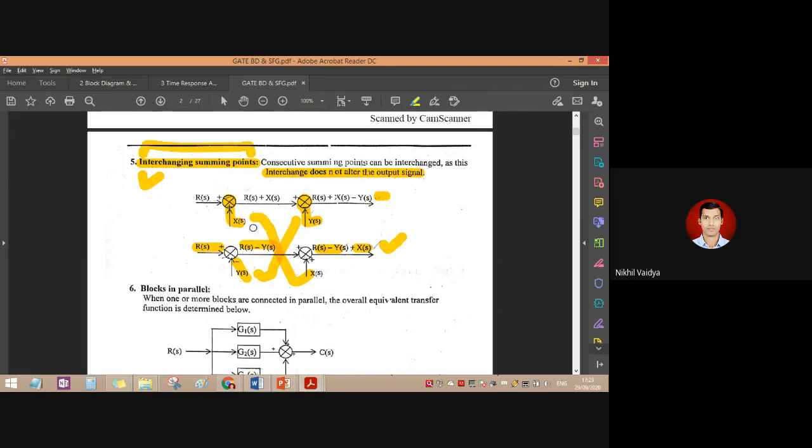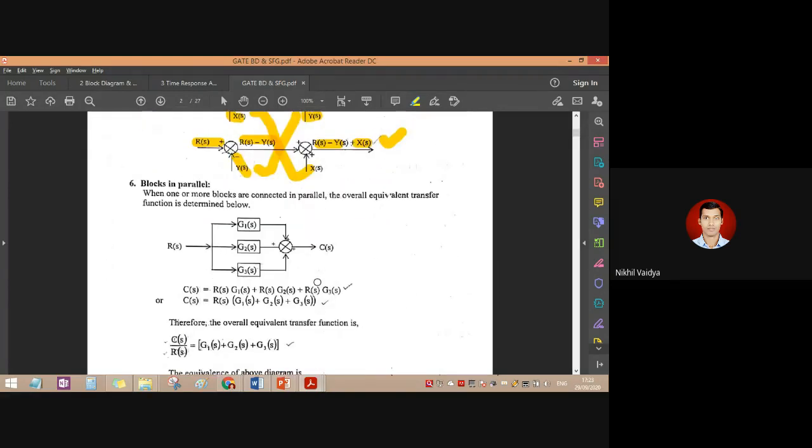We can just interchange them and it will not affect our final output signal. Okay. Next rule, blocks in parallel. When blocks are in parallel to each other, see here G1, G2 and G3 are moving in one particular direction, from input to output, and they are reaching only one summing point.